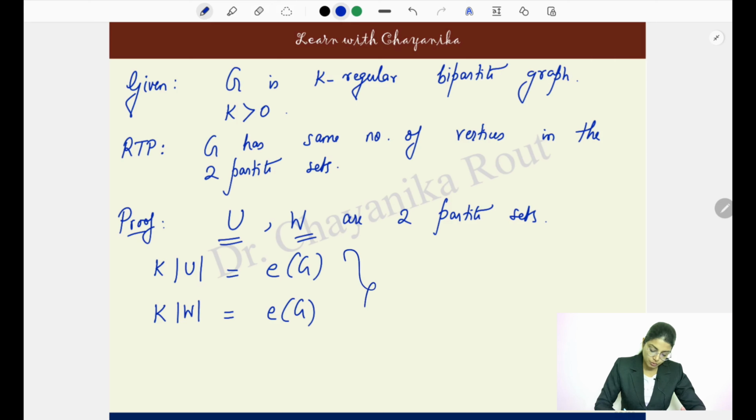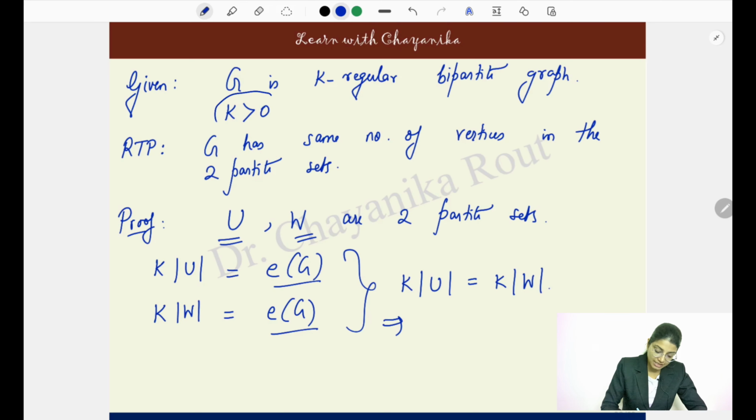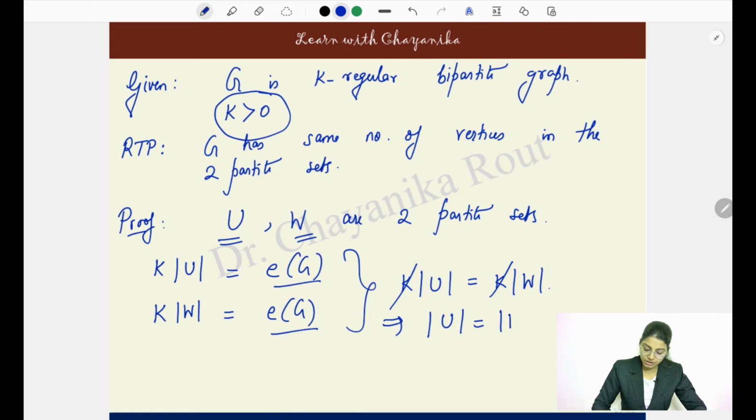Now, from these two equations, we can write k cardinality of U is equal to k cardinality of W, because the right hand side is the same in both the equations. Now, since it is given that k is greater than 0, we can cancel out k from both sides, and we are left with cardinality of U is equal to cardinality of W. That is, the two partite sets have the same number of vertices, and we are done with the proof.